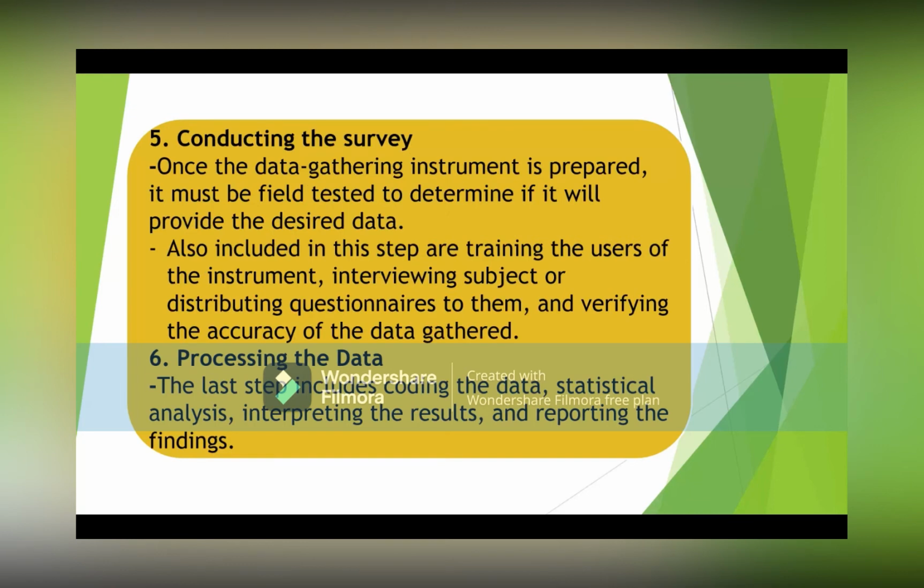5. Conducting the survey. Once the data gathering instrument is prepared, it must be field tested to determine if it will provide the desired data. Also included in this step are training the users of the instrument, interviewing subjects or distributing questionnaires to them, and verifying the accuracy of the data gathered. 6. Processing the data. The last step includes coding the data, statistical analysis, interpreting the results, and reporting the findings.